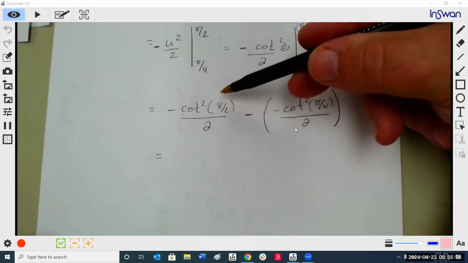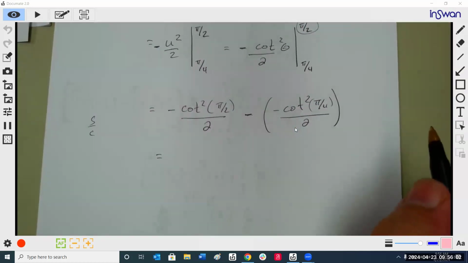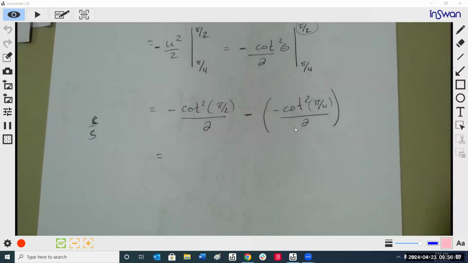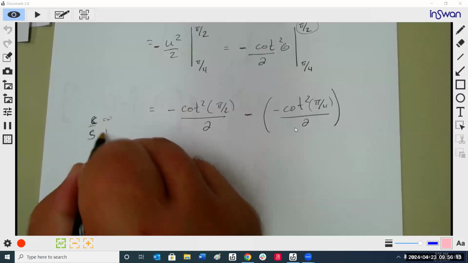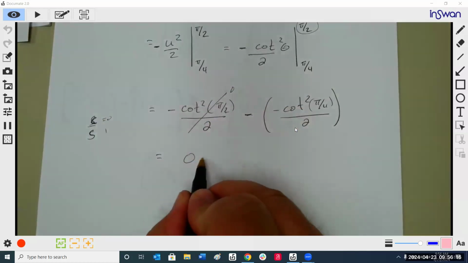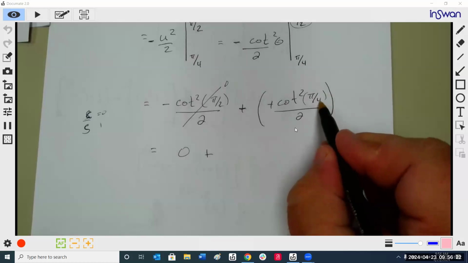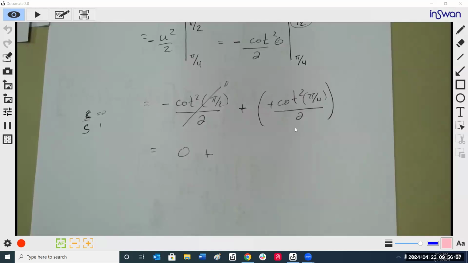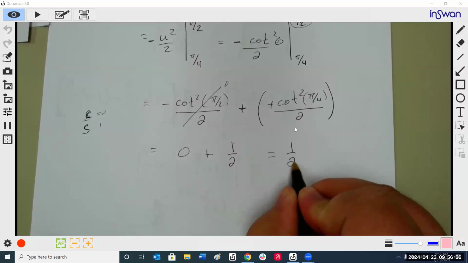At pi over 2, what's cotangent? Cotangent is sine over cosine. No, it's cosine over sine. At pi over 2, cosine is 0 over 1, so this is 0. Negative and negative has a positive. Cotangent pi over 4 is going to be 1 because they're both the same. Sine pi over 4, cosine pi over 4 is 1. So the answer is 1/2.